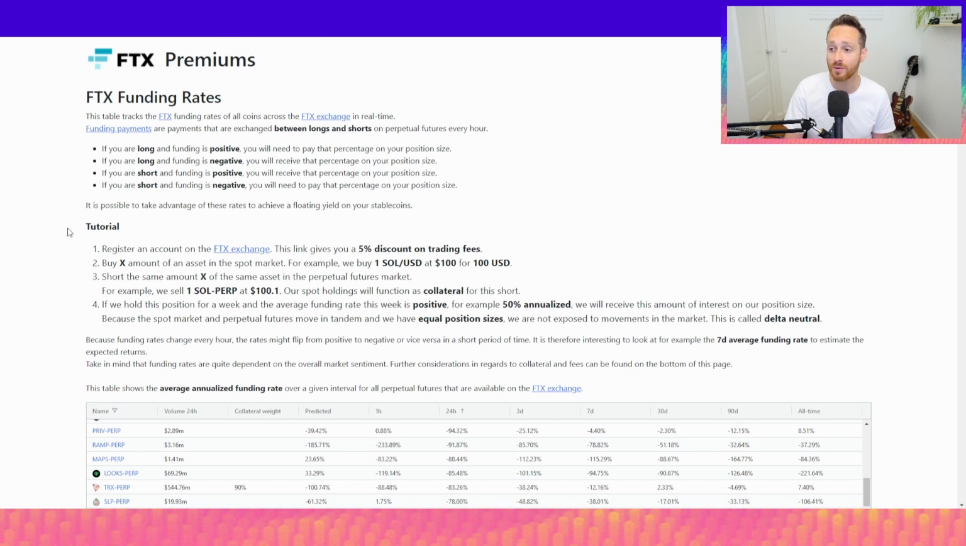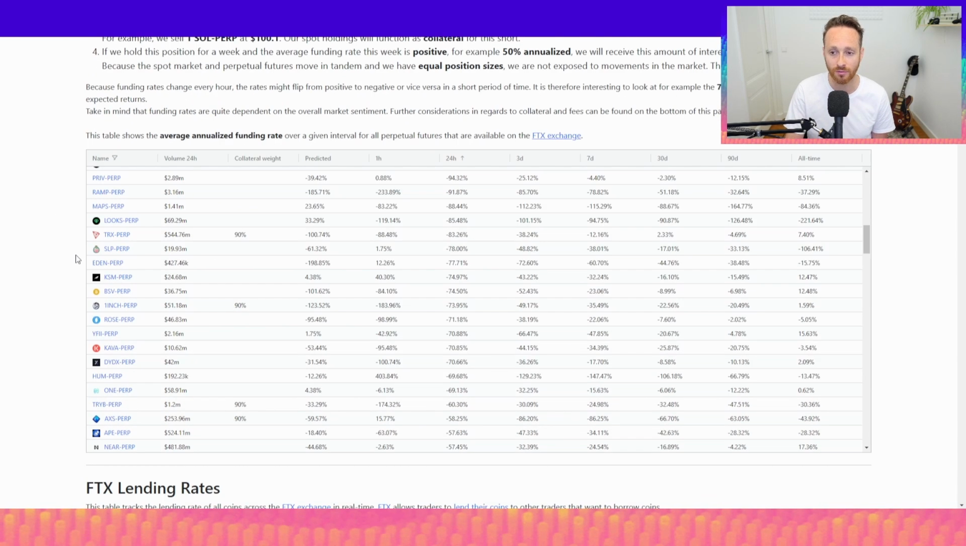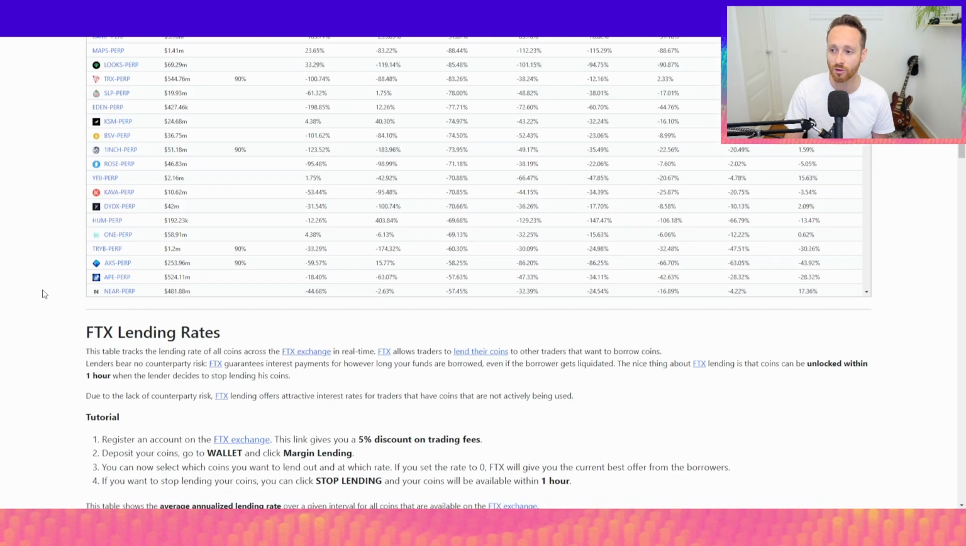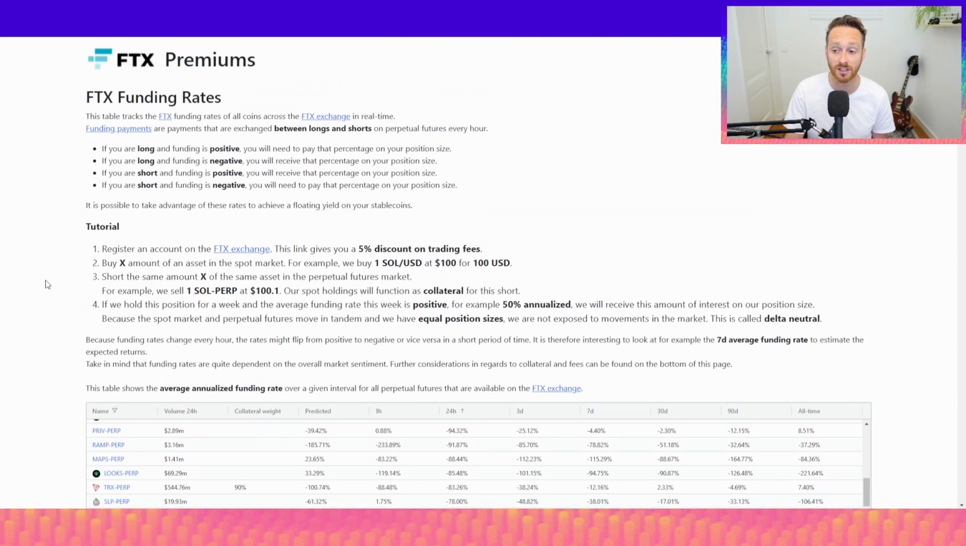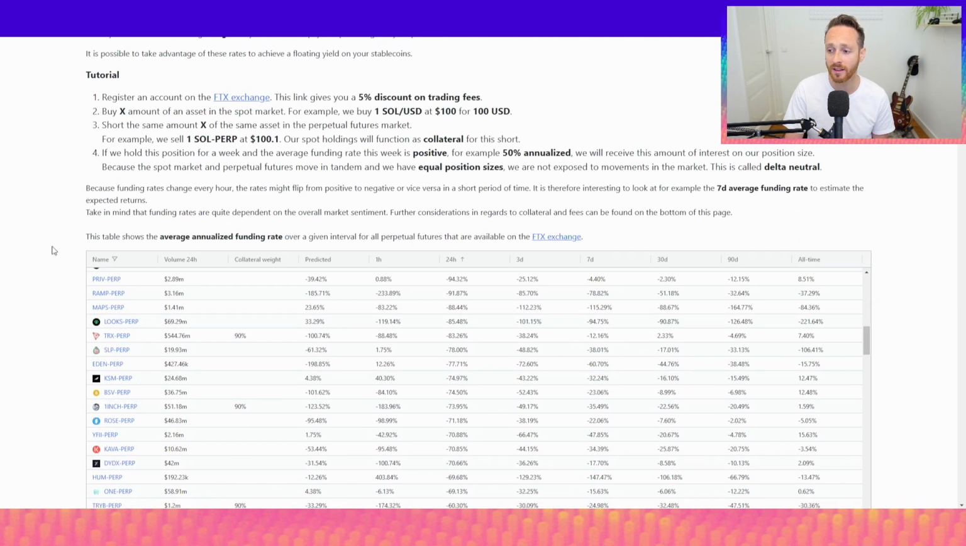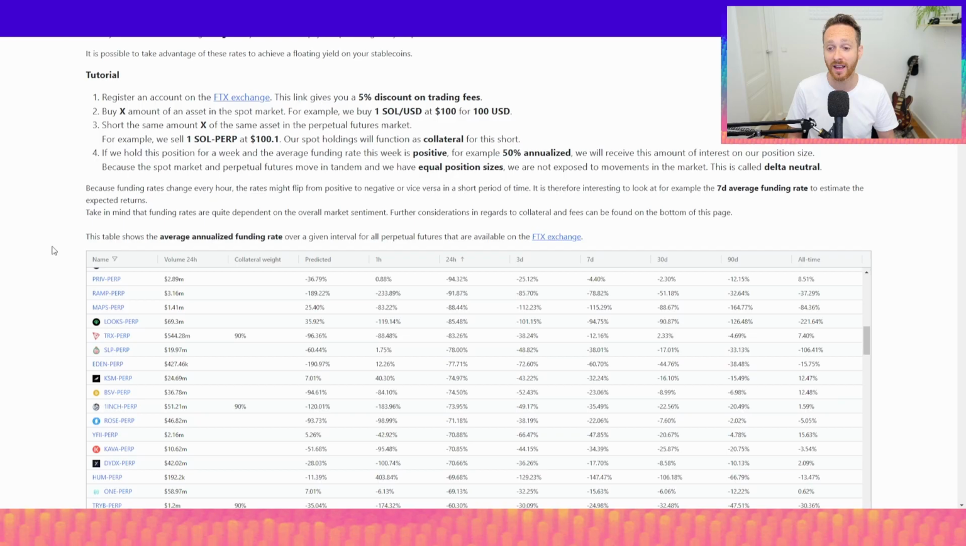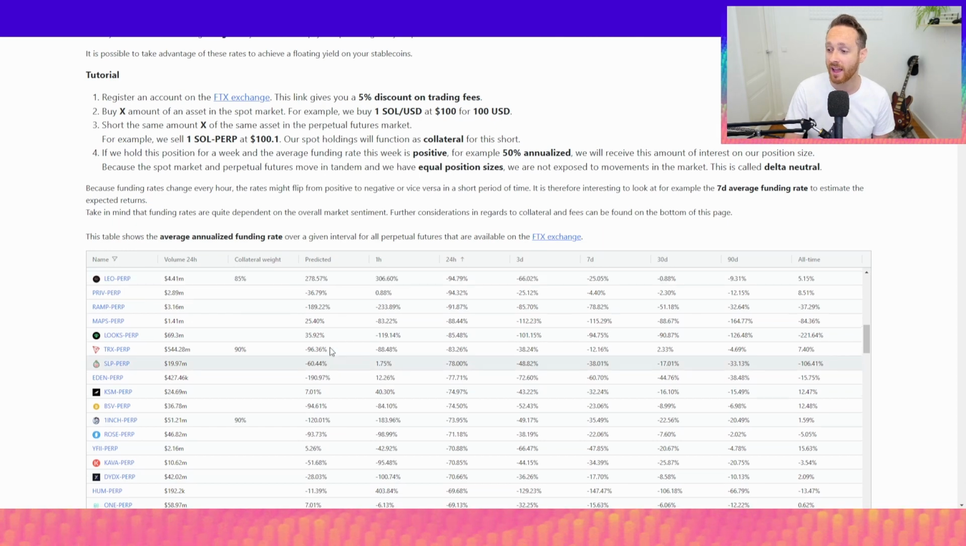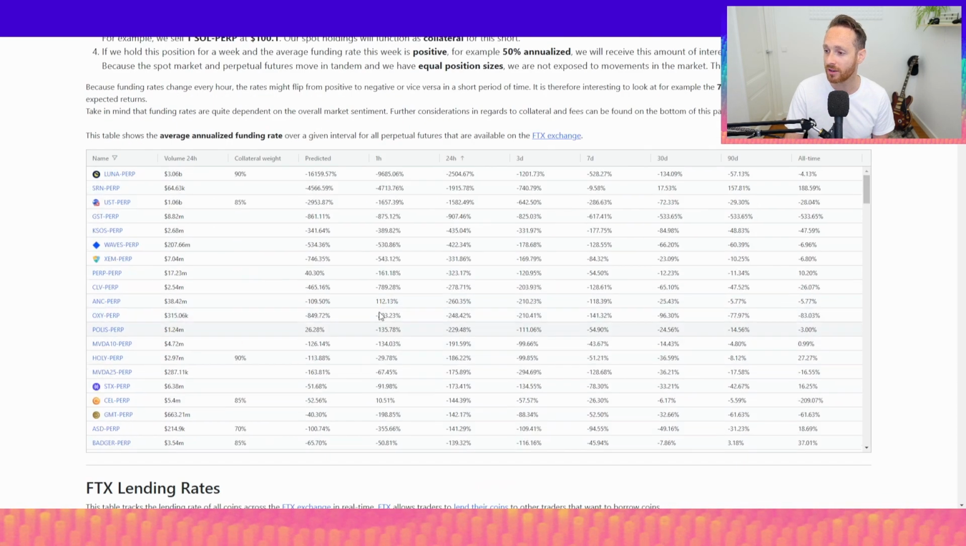FTX Premiums is a website that basically aggregates all the funding data and lending data from the FTX exchange. And it's a very, very convenient website. I basically wake up every morning, I have my cup of coffee and I check this website. And right here, you can just see all the funding rates. You can sort by hour, in the past 24 hours. And I just scan and see what's kind of happening on the market.